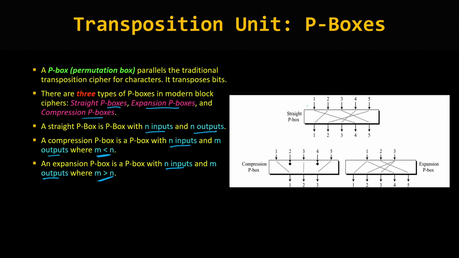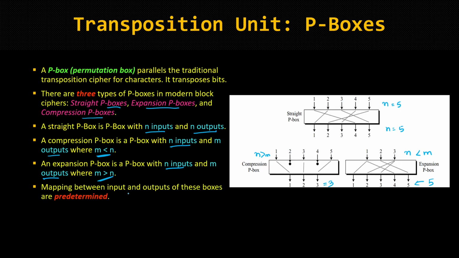So as we can see in this diagram, for a straight P box, the number of inputs and the number of outputs are the same, right? n is equal to 5 and n is equal to 5 for our input and output. But for the compression P box, we are seeing that the number of inputs is greater than the number of outputs. As you can see here, we had 5 inputs, right? But for our output, we are only having 3 outputs. And in our expansion P box, as the name suggests, the number of inputs is lower than the number of outputs. As you can see, we had previously 3 inputs, right? But in our expansion P box, lastly, we will be having 5 outputs.